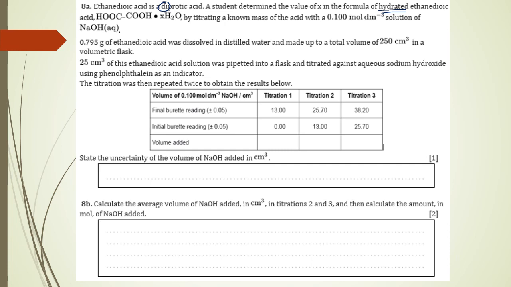So we're not looking for the concentration of the acid here, but instead we're looking to see how much water is attached to it. We're going to titrate it with a known mass of the acid, and we're going to use 0.100 moles per cubic decimeter of the sodium hydroxide solution. So here is our known mass. We're going to need this later, so definitely remember that this is here. We'll come looking for it in a little bit. We're going to dissolve that in distilled water so that our total volume is 250 cubic centimeters.